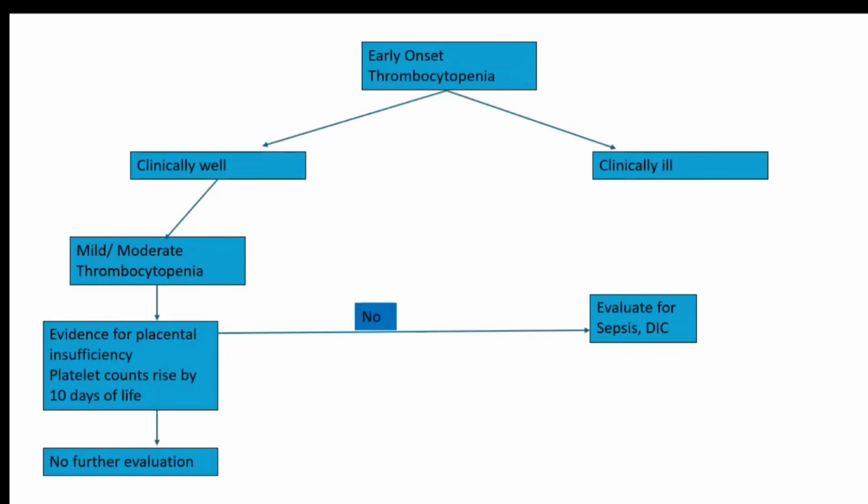Again, the most common differential would be sepsis. Why are we worried about sepsis? Because you should not delay the diagnosis of sepsis. A case missed can lead to a loss of life. So again, if you are not sure that it is due to placental insufficiency or if the thrombocytopenia is severe, it is better to evaluate for sepsis or DIC. If that is ruled out, we have to look for alloimmune or autoimmune thrombocytopenia.